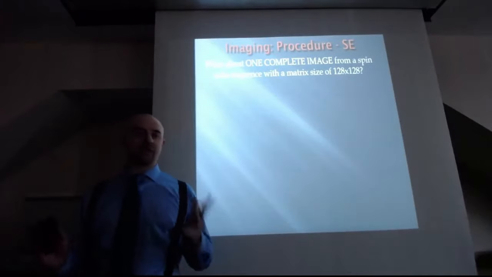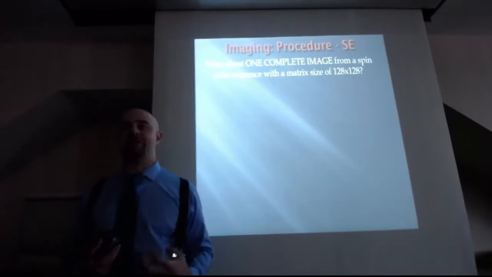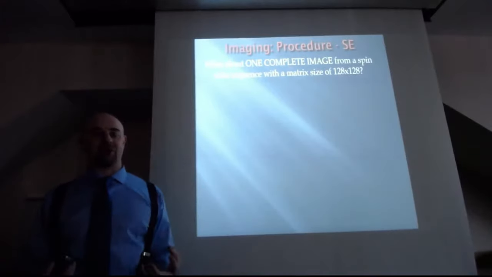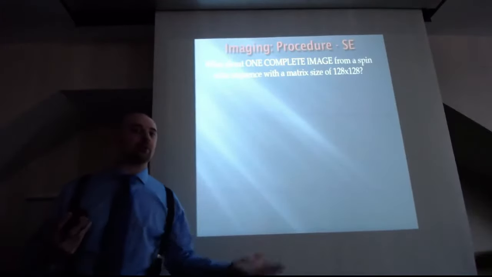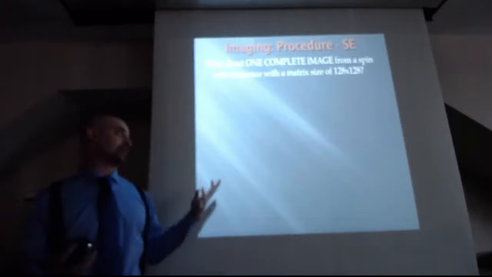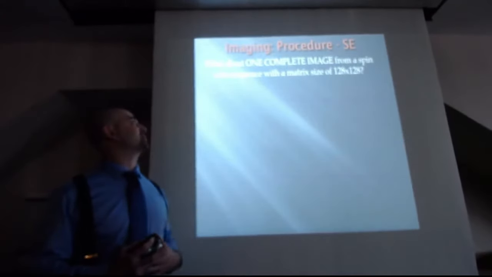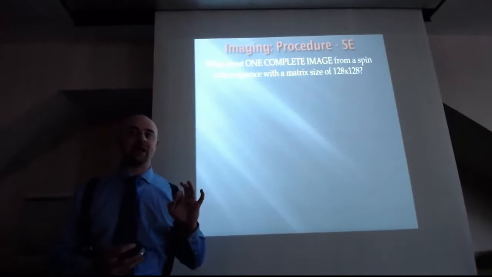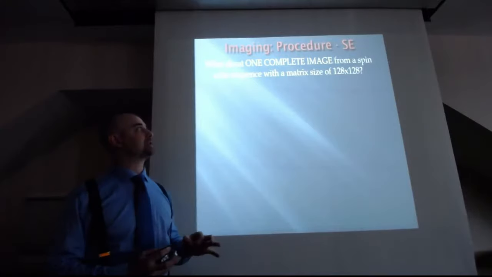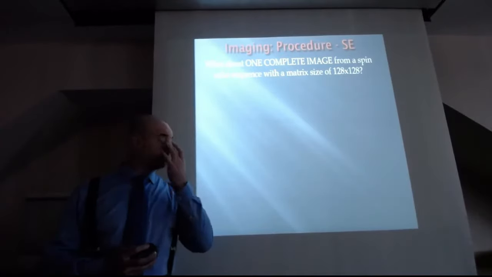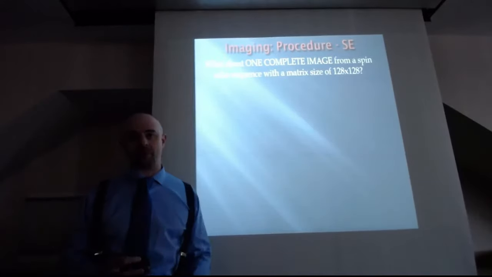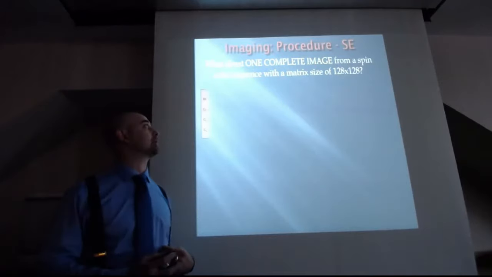Well, that usually doesn't help people. People often get confused. They look at the pulse sequence diagram and they say, well, is that a whole image? What is that? They don't understand, which I get. It confused me for a very long time. So let's look at how you make one image in a spin echo sequence, let's say with a matrix size of 128 by 128.